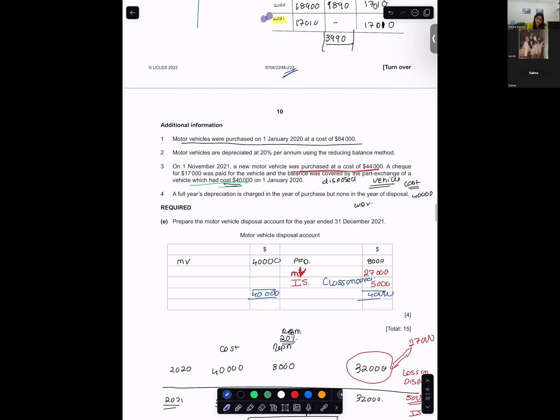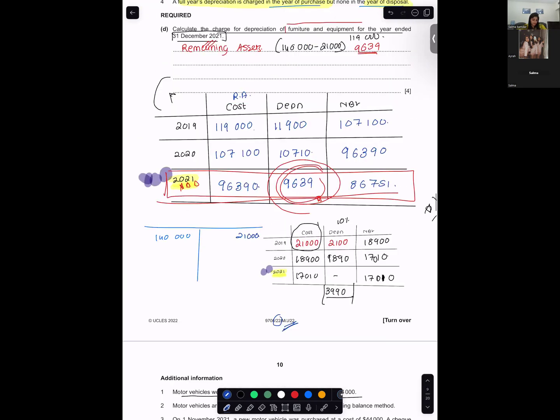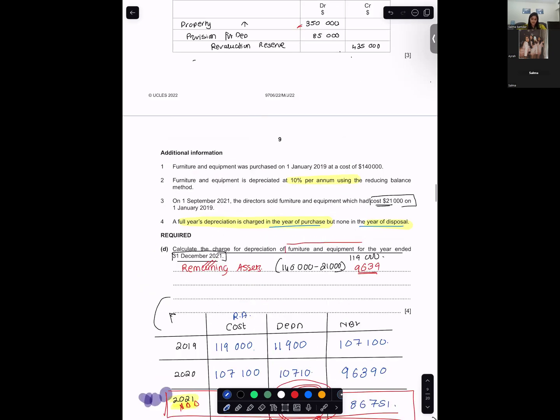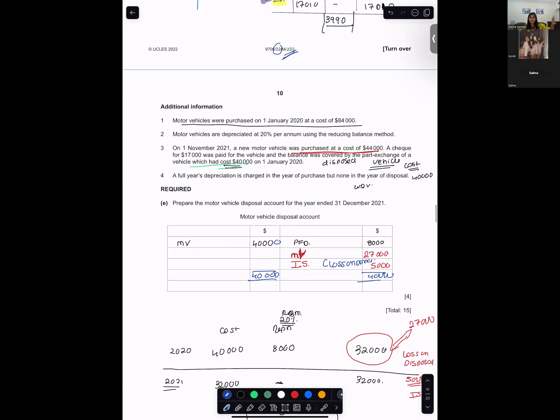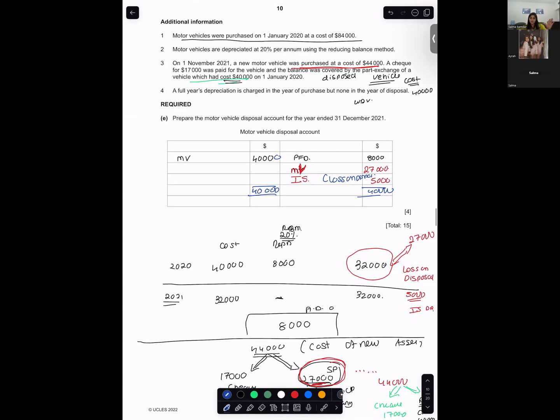With this, we complete May/June 22, paper 22, question number 2, which is on depreciation. It had 3 different parts: first for furniture, then for motor vehicle.